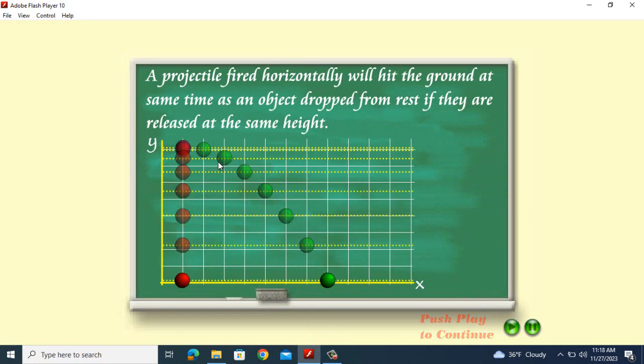And then this is the whole concept of the hammer and the feather dropped in a vacuum on the moon. They both hit the ground at the same time. The mass is irrelevant. Also, if you shoot a bullet and drop something at the same time, the bullet will hit the ground at the same time.